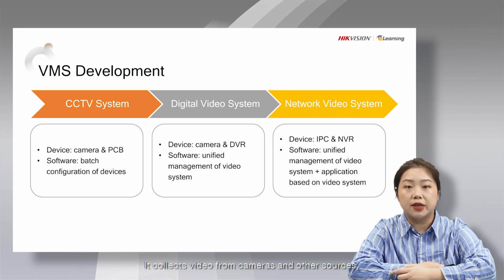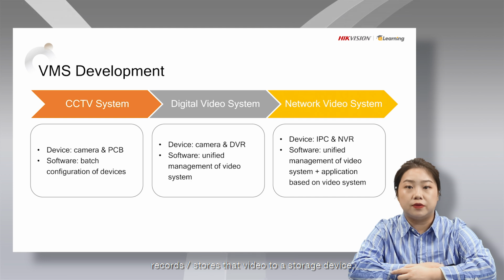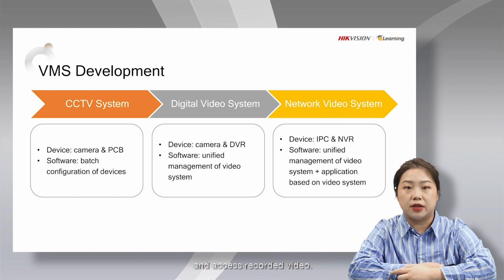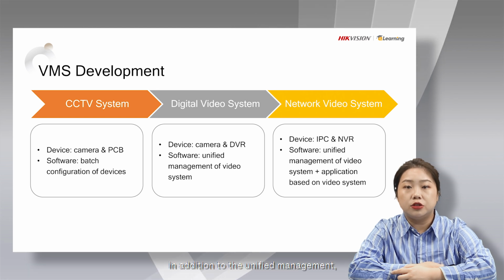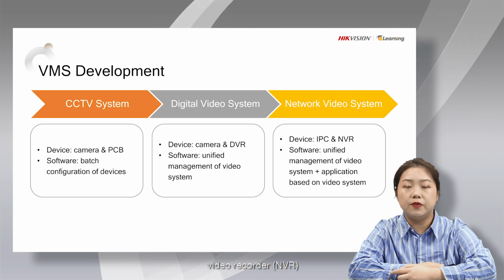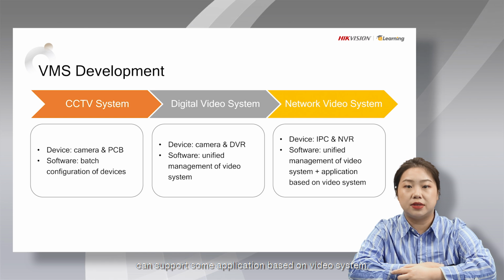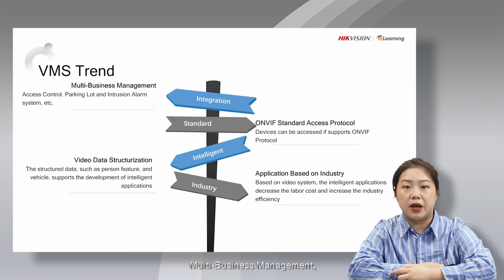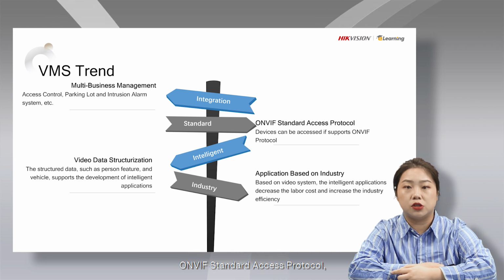It collects video from cameras and other sources, records and stores that video to a storage device, and provides an interface to both view the live video and access recorded video. Then, in network video system, in addition to the unified management, a VMS in network video recorder NVR can support some application based on video system. In these years, VMS trends appear in 3-4 aspects: multi-business management, on-wave standard access protocol, video data structuralization, and application based on industry.